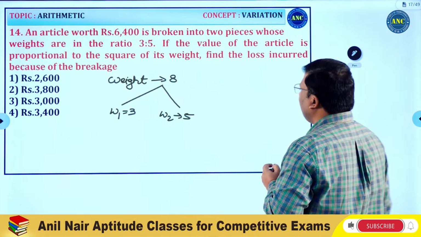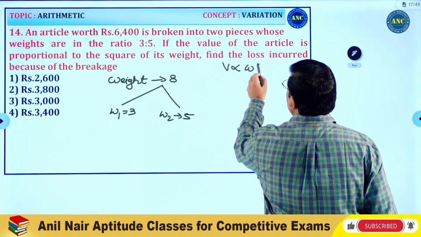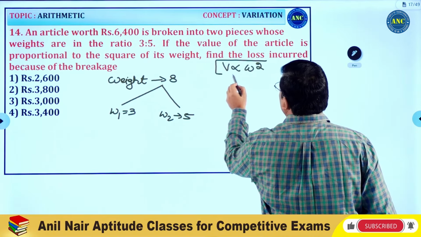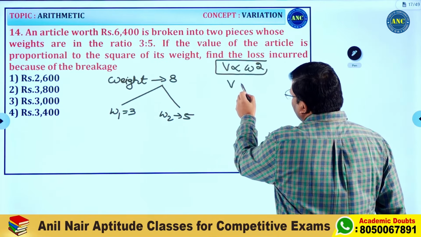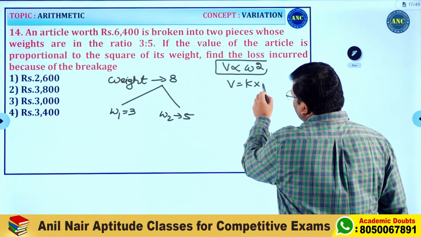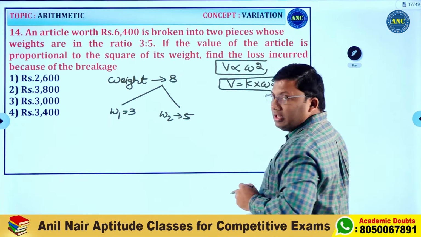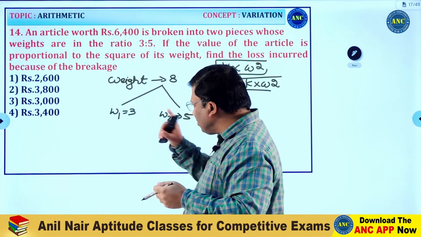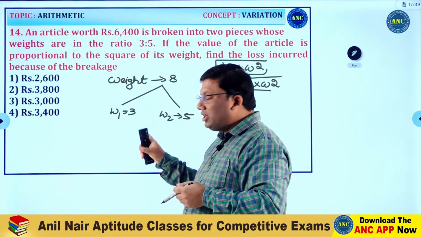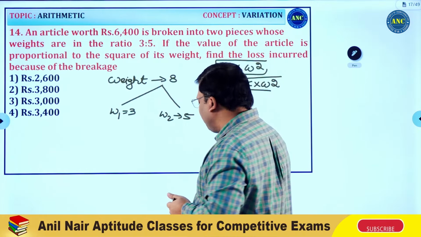The value of the diamond is proportional to the square of its weight. So V is proportional to W square, so V is K into W square. This is the original weight of the article. After breakage, it became two parts. This is the weight of the first part, and this is the weight of the second part.